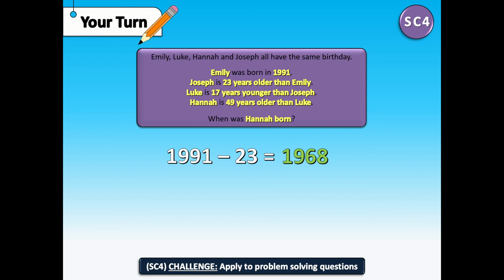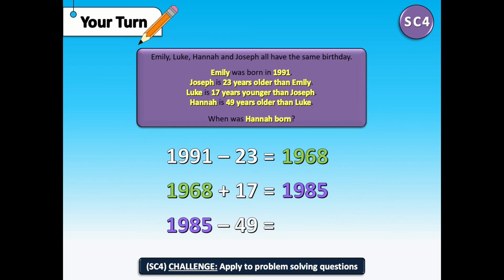Luke is 17 years younger than Joseph. So we need to add on 17 years to 1968. So Luke was born in 1985. Then Hannah is 49 years older than Luke. So we need to take 49 off 1985. So Hannah was born in 1936.